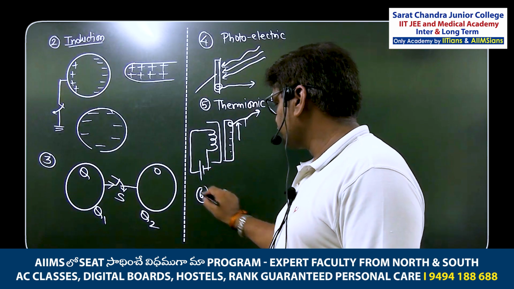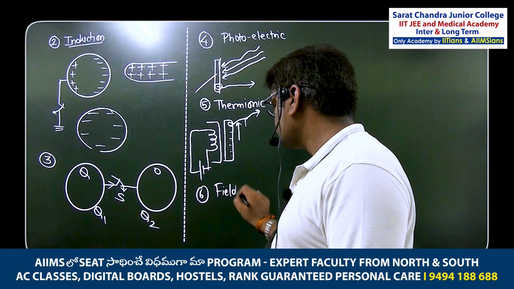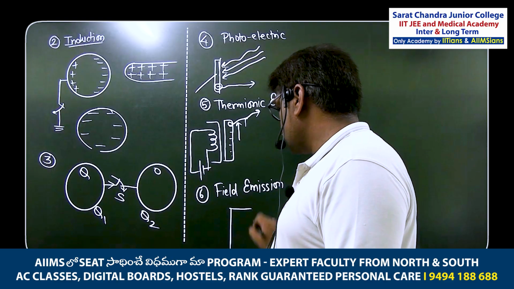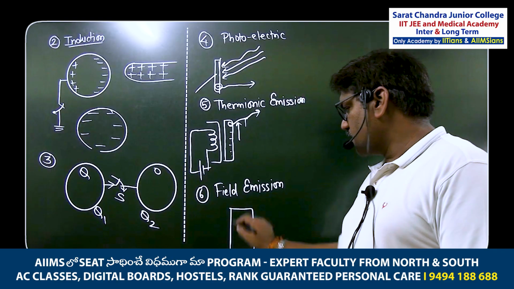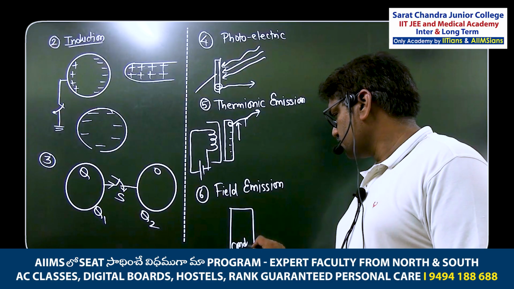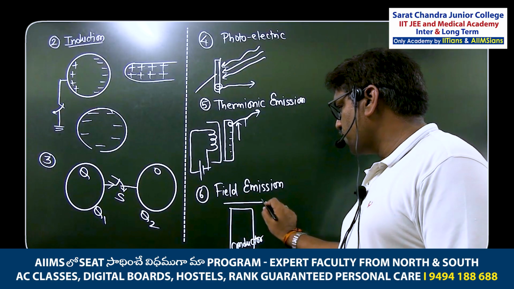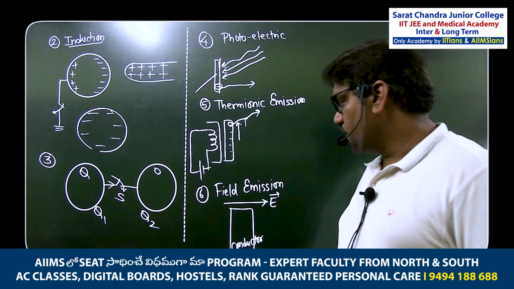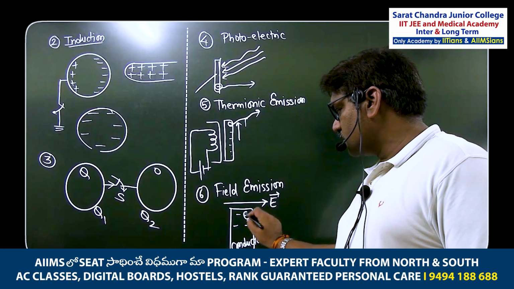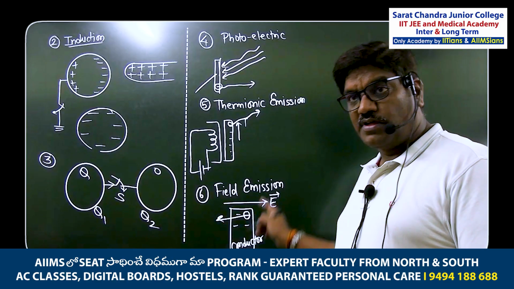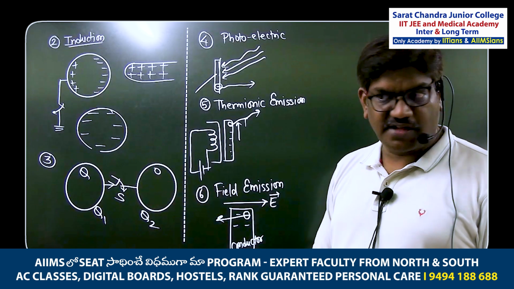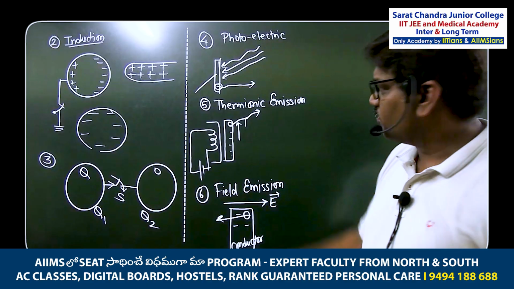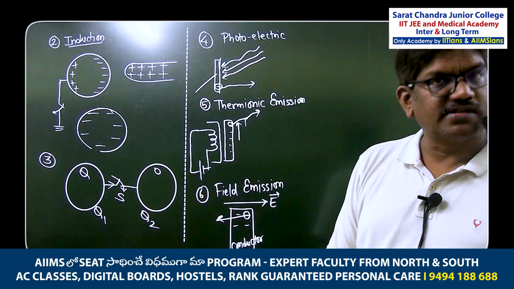And sixth one is field emission. Field emission means, suppose this is a conductor and I apply a very strong field here. Whatever free electrons are there, they start feeling a force. If the field is so strong that they can leave the surface, again the body will be positively charged. So various ways are there by which you can charge the body.